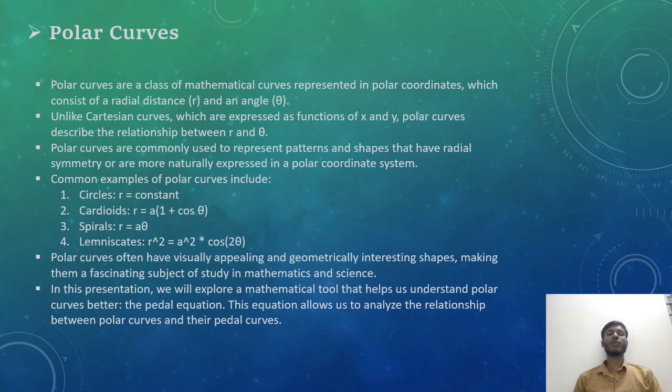Common examples of polar curves include circles, r equals a constant; cardioids, r equals a(1 plus cos theta); spirals, r equals a theta; and lemniscates, r squared equals a squared cos 2 theta. Polar curves, often visually appealing and geometrically interesting shapes, make a fantastic subject of study in maths and science. In this presentation, we will explore a mathematical tool that helps us understand polar curves better.